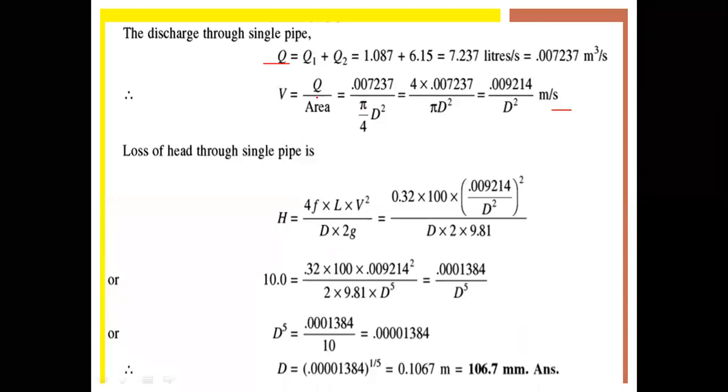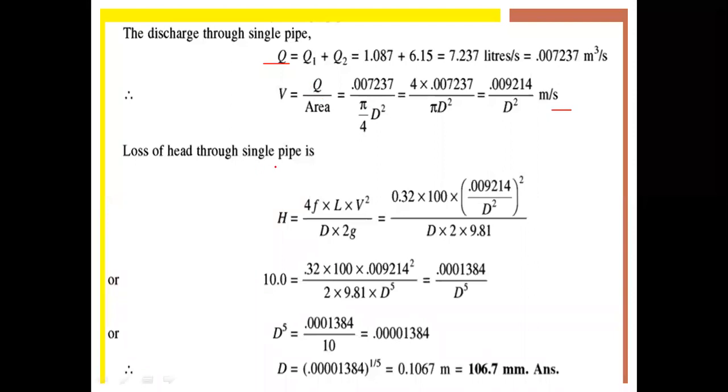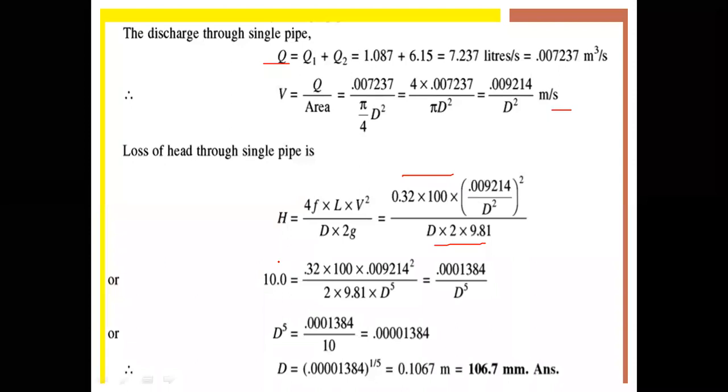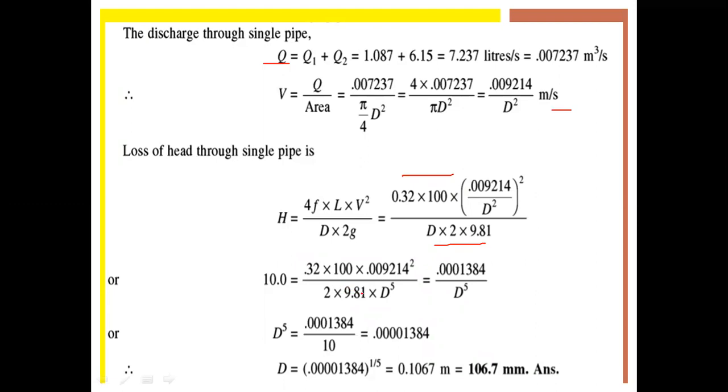Next, what is the thing? Next thing, loss of head through the single pipe. Loss of head through the single pipe, capital H, is equal to 4 into F into L into V square by D into 2G. Therefore, 0.32 into 100 into V square divided by D into 2 into 9.81. Therefore, 10 is equal to 0.32 into 100 into 0.009 divided by 2 into 9.81 into D to the power of 5.